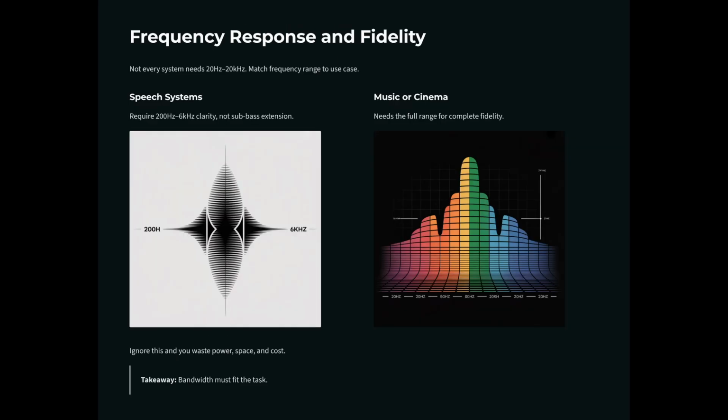And when it comes to frequency response and fidelity, not every system needs 20 Hz to 20K. Match frequency range to the use case you have on hand. Speech requires 200 Hz to 6K clarity, for example, not sub-bass extension. Music or cinema needs the full range and more specs. Ignore this and you waste power, space, and cost, of course.